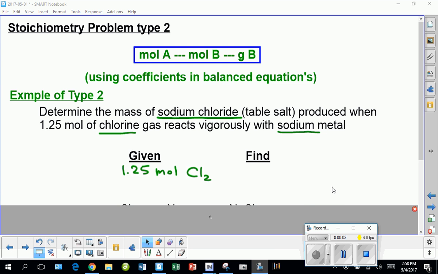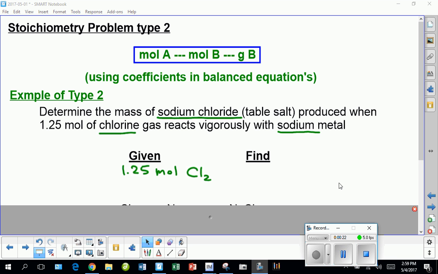Okay, we're getting toward the end of the period today. We have about 10, 12 minutes left. And I'm just showing the example of a type 2 problem. And I underlined the different things that I know are going to be in my skeleton equation. And we're going to go from there.